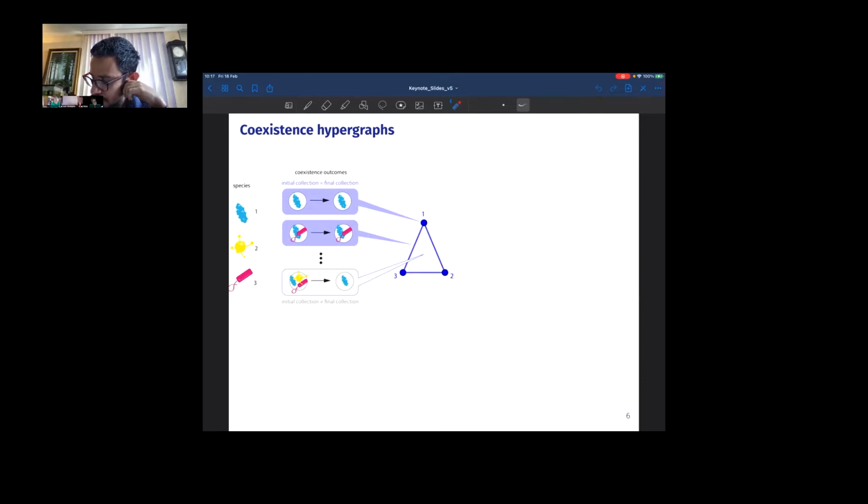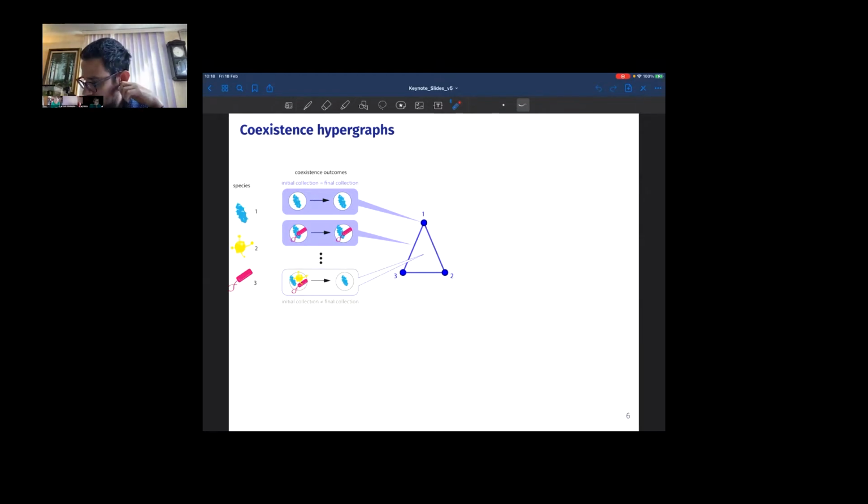And I will encode this coexistence outcome as this edge in the hypergraph. But then let me imagine a case in which the 3 species together don't coexist, and then the interior of this triangle needs to be empty.